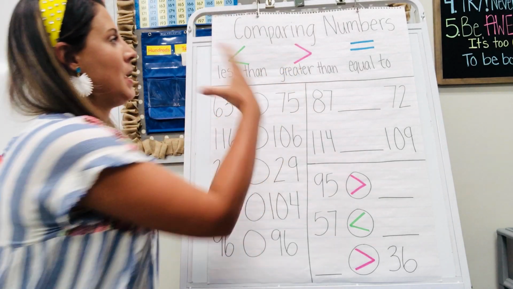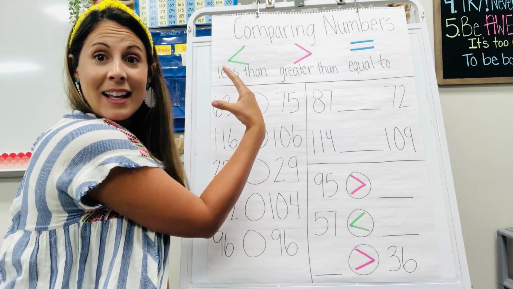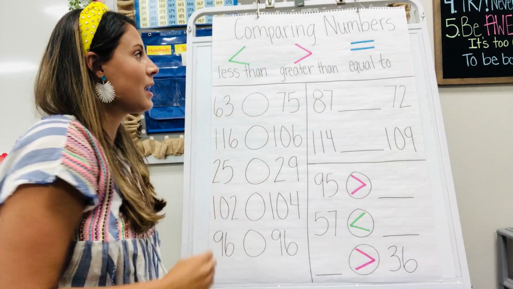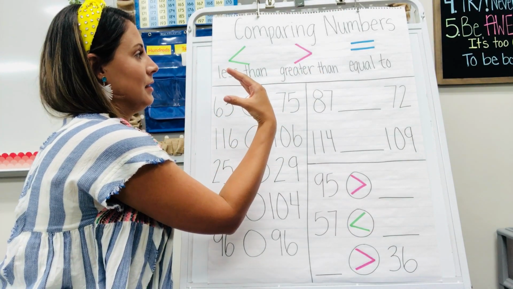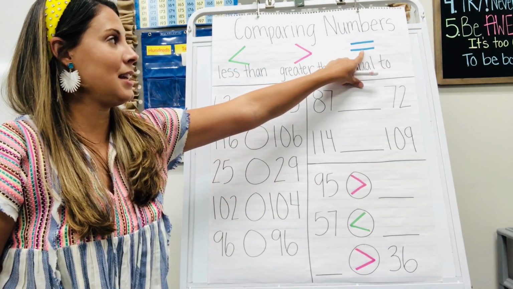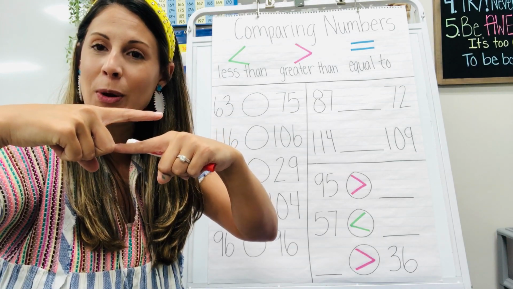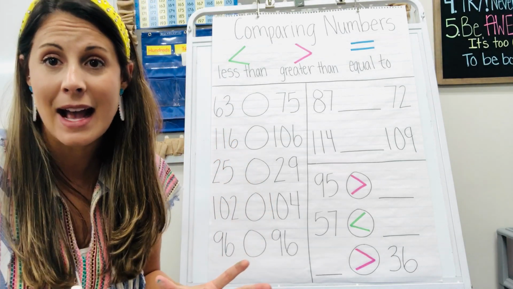Greater than sign, my pink one. It's open towards me, the big opening, and the point is on this side. Can you do that with your hand? Make it this way. Good job. The equal sign, equal, or you can do it with your fingers. Equal means the same as.